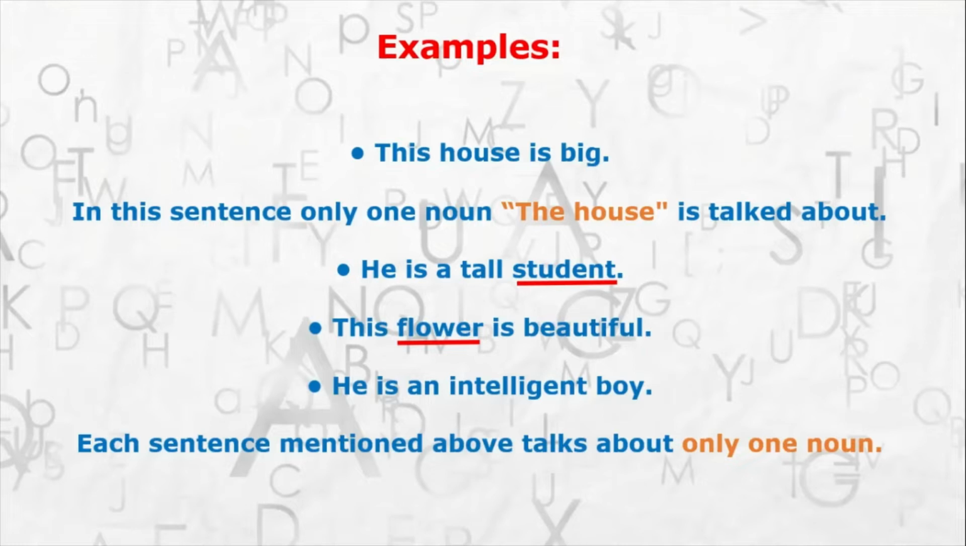Next one, he is an intelligent boy. How is he? He is intelligent. That boy is intelligent. Each sentence mentioned above talks about only one noun. That is why all these sentences are examples of the positive degree of comparison. Positive, when actually there is no comparison at all. We are just highlighting the quality of a particular person or a particular thing. So this was about the positive degree of comparison.